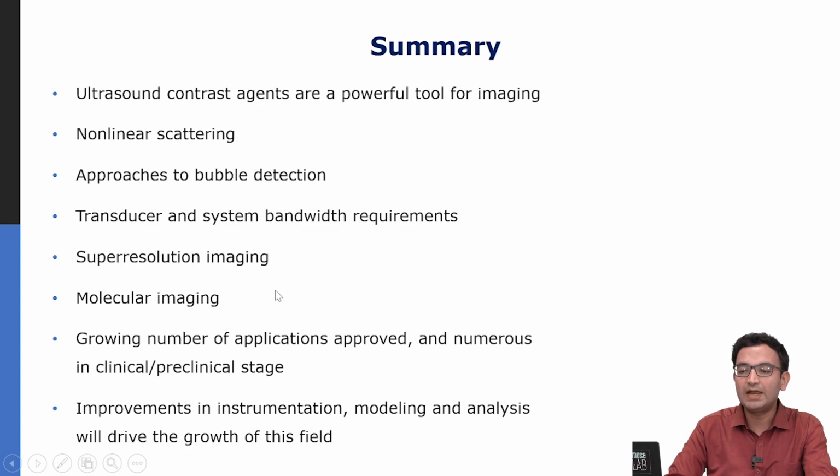Now, taken together, there are a large number of applications that are already approved for contrast enhanced ultrasound, and numerous new applications are in clinical or preclinical stage in different countries in the US, European and Asian markets. And as the instrumentation, modeling, analysis, softwares are improving, this field will grow further and probably have a bigger clinical impact in the future. So with that, I would like to close this lecture.